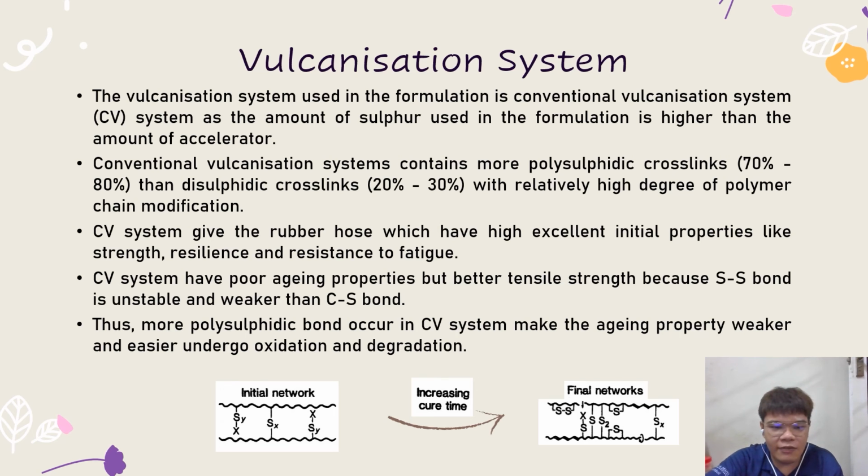The CV system gives the rubber excellent initial properties like strength, resilience, and resistance to fatigue. CV systems have poor aging properties but better tensile strength because the S-S bond is unstable and weaker than the C-S bond. Thus, the more polysulfidic bonds that occur in CV systems make the aging property weaker, and the rubber more easily undergoes oxidation and degradation.